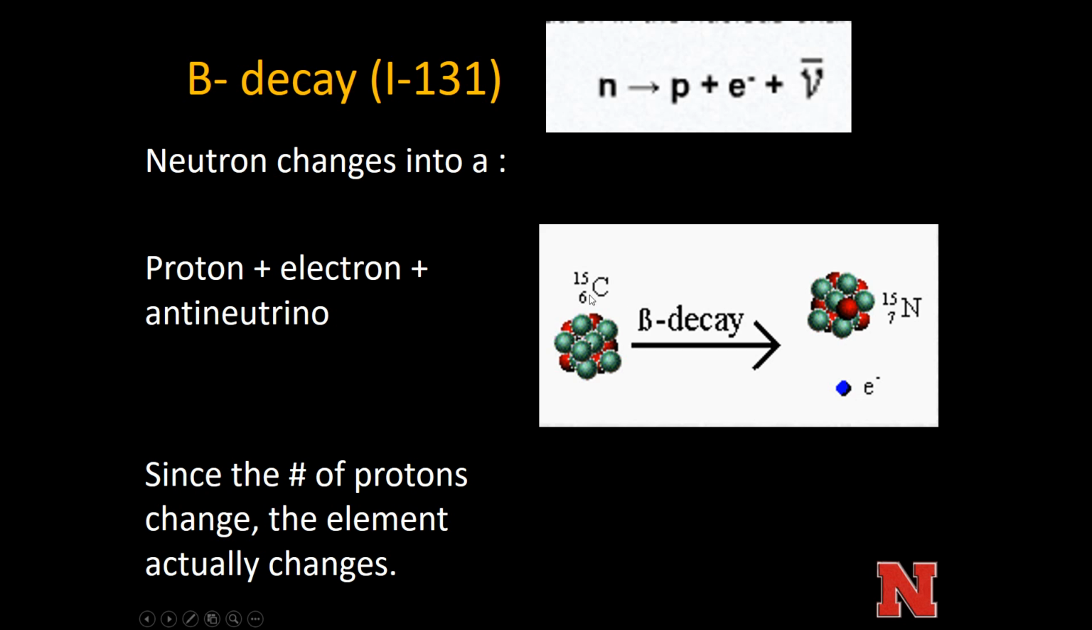In this example, carbon actually changes to nitrogen, because remember, we're changing the number of protons. You're gaining a proton going from 6 to 7, so you're actually changing the element. So carbon-15 here is changing to nitrogen and an antineutrino. Since the number of protons changes, that element does in fact change during a beta decay process.